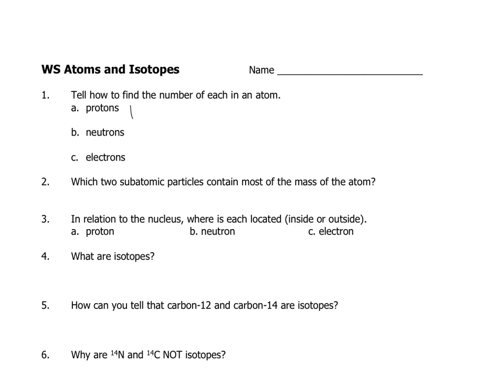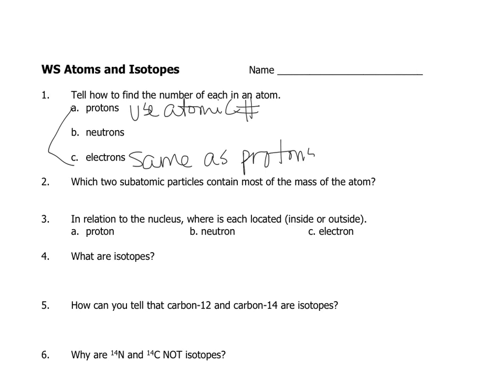Protons, we use the atomic number, and protons are the same as the electrons. And neutrons, we take the mass number. Remember, that was the number after the dash, and we subtract the number of protons.